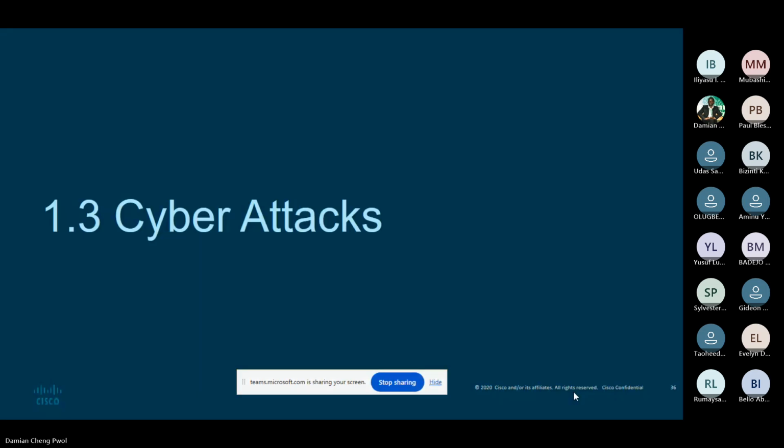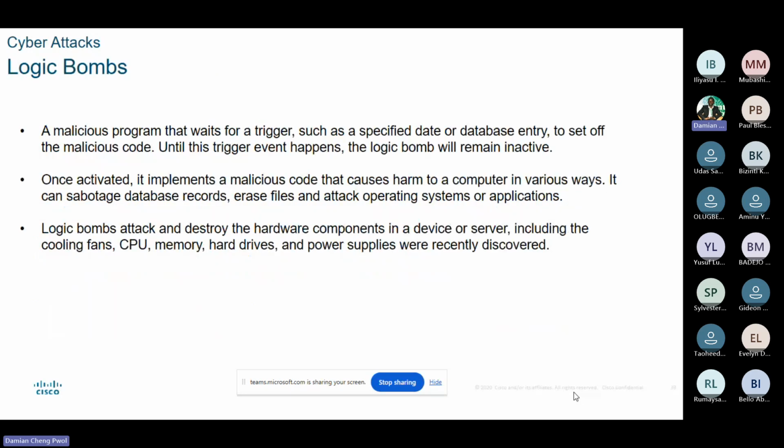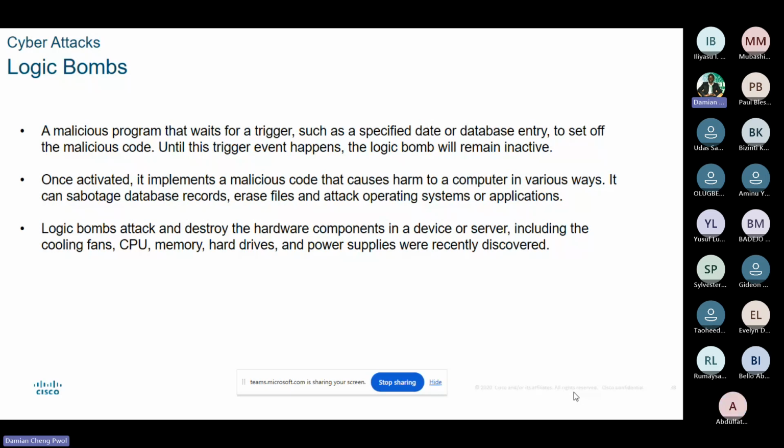Logic bombs. A malicious program that waits for a trigger, such as a specified date or database entry, to set off the malicious code. Until this trigger event happens, the logic bomb will remain inactive. So it waits for something to initiate it. Probably, let's say Mr. Benga loves to go to some certain site, let's say a movie site or Netflix. So the logic bomb is a program or a script that has been designed to target Mr. Benga, who goes to Netflix.